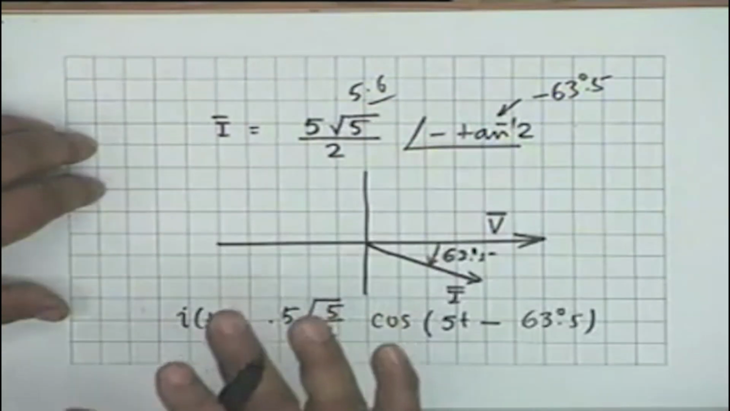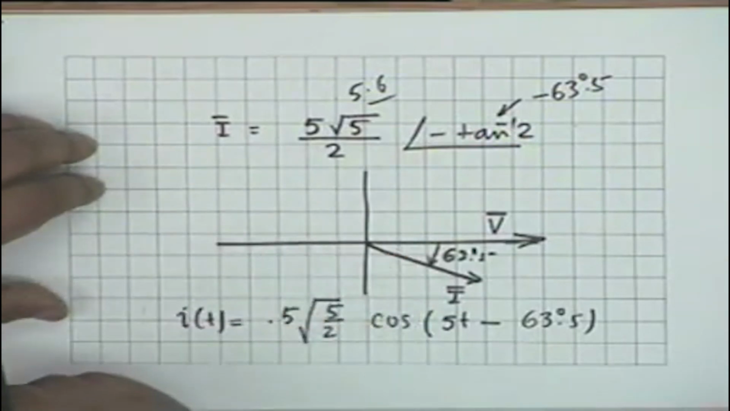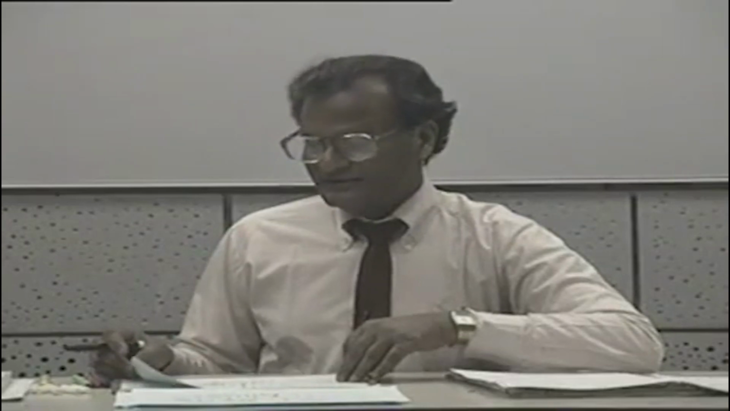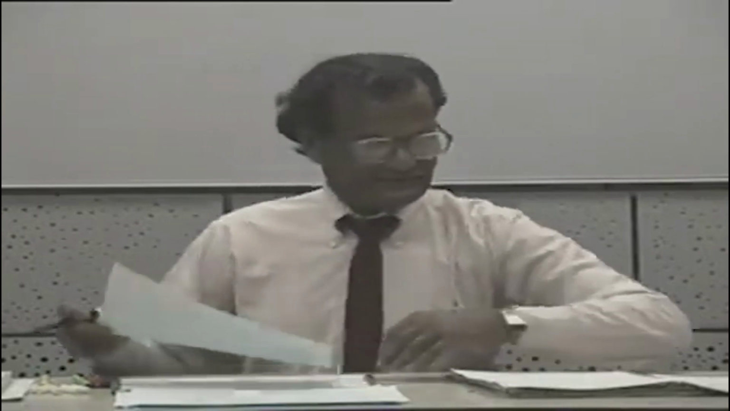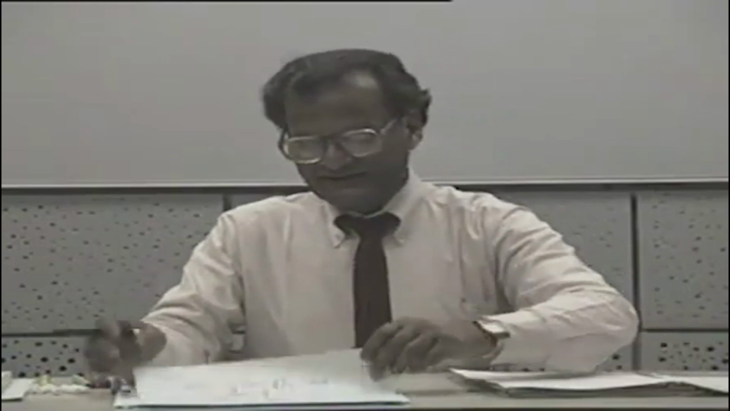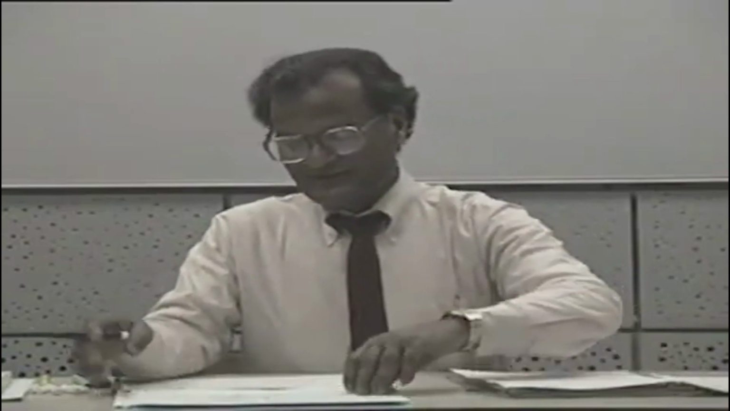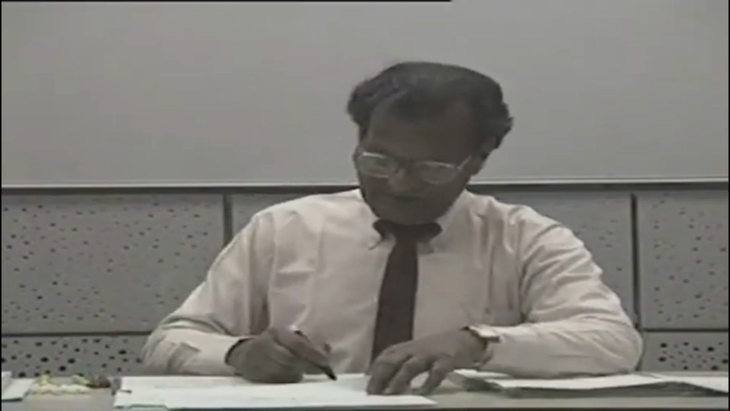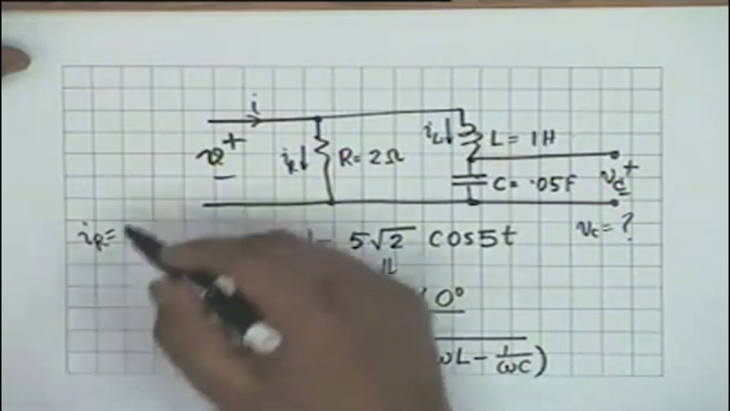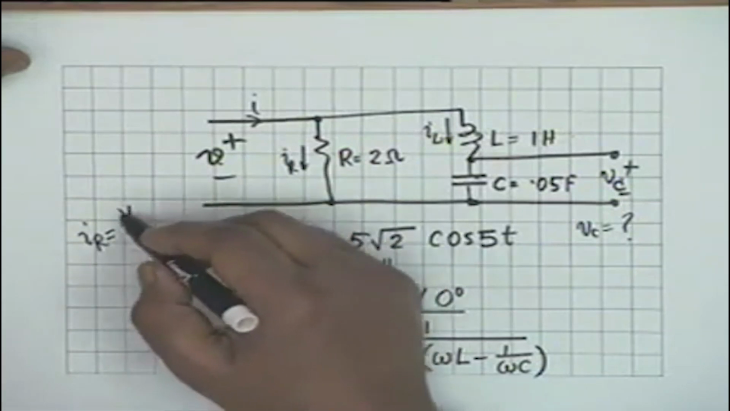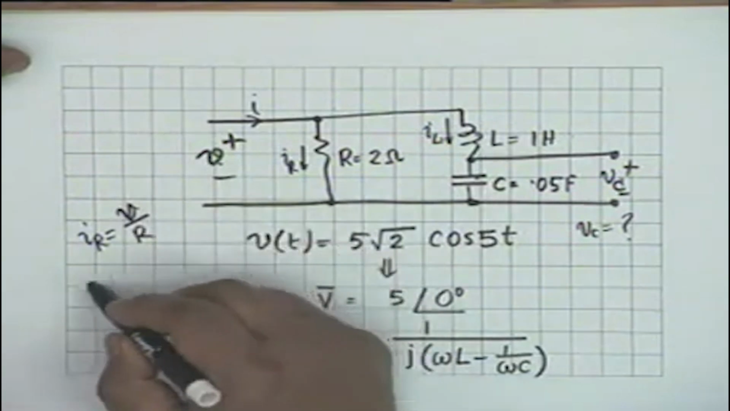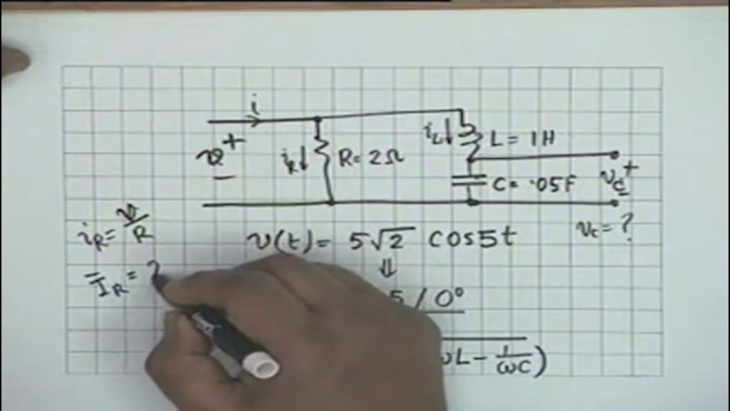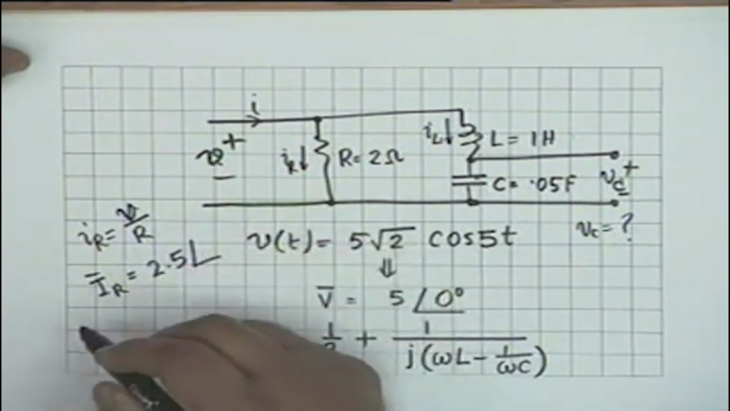Now suppose instead of this, I want to find out the current through the resistance. Let's get back to the circuit. This is the circuit. What is IR? IR is simply small v by R, and therefore the IR phasor would be equal to 2.5 angle 0 degrees.